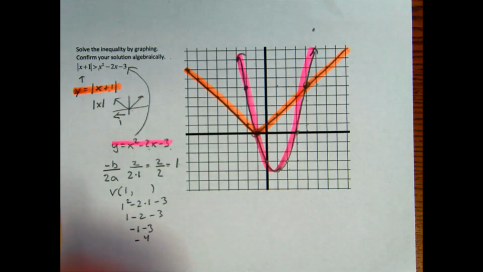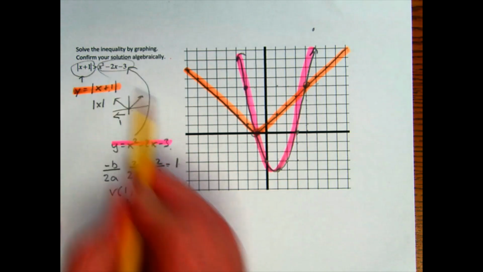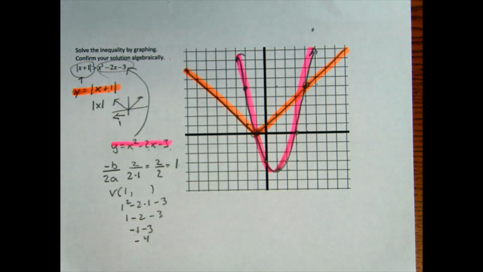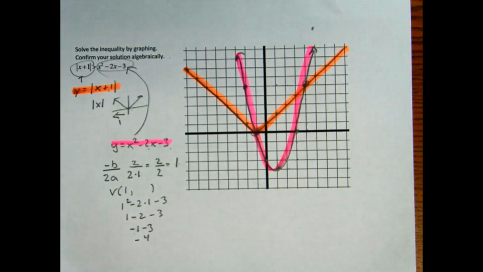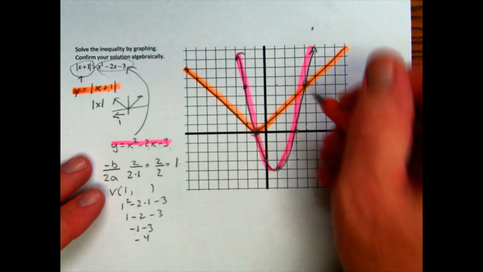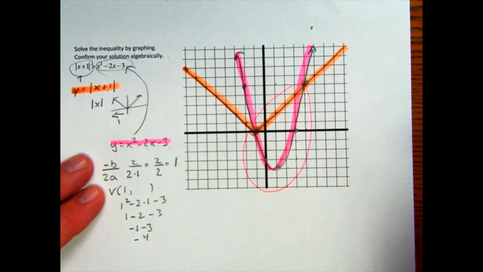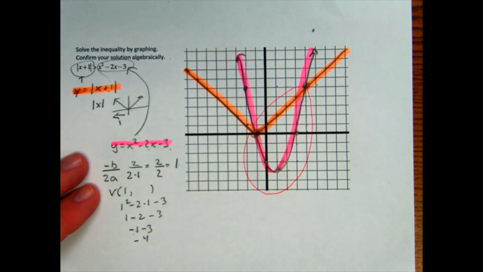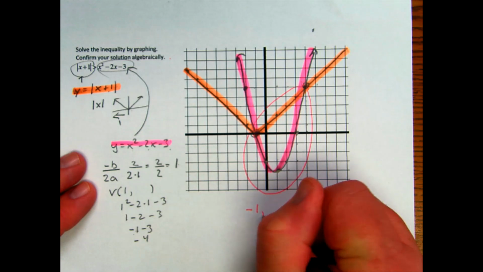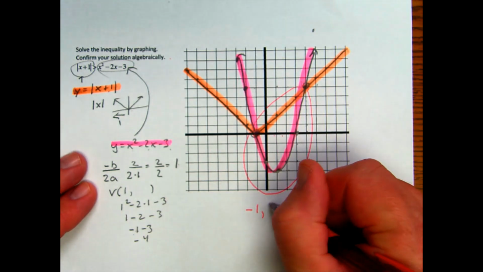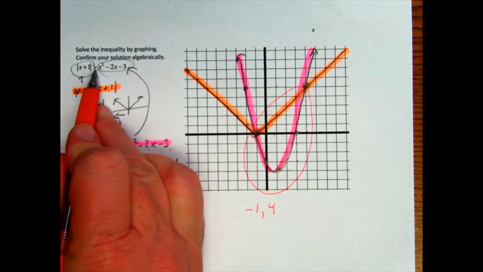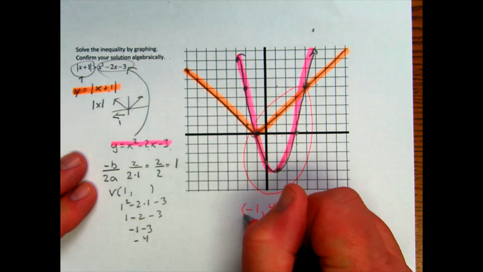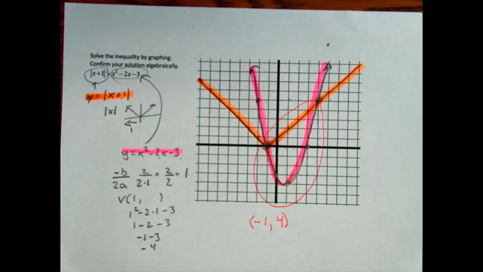And they're asking us, where is the absolute value bigger than the parabola? Or where is the orange graph over the pink graph? Where are the y values of the orange graph bigger than the y values of the pink graph? Well, that happens in here. This area right here is where the pink graph is below the orange graph. So it appears as though that's going from -1 to 4. We do not want endpoints included because we don't have the little equal sign underneath, so those are open parentheses.